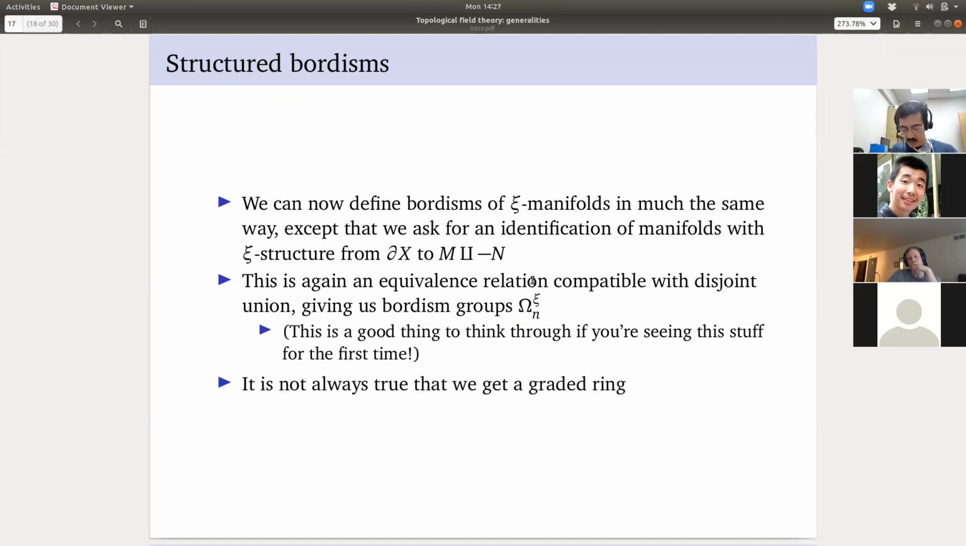If this is your first time seeing this stuff, then thinking through this example is a good one to do. Okay, why is it reflexive, symmetric, transitive? Think through it a little bit carefully, although not in obscene detail. And if it's not your first time seeing it, then you know why it's true. However, it is not always true that we get a graded ring. This one is harder to think through, so if you want to think about it, great, but it's harder to come up with these examples. You can pick explicit examples of tangential structures where you just don't get a graded ring. For example, there are two different pin groups, which are unoriented analogs of the spin group. You get two notions of Bordism, and neither of them is a ring.